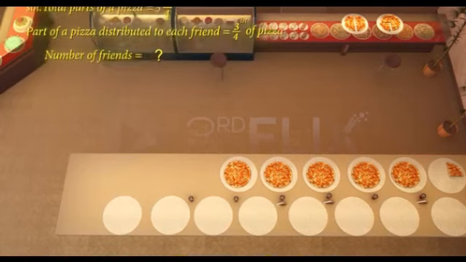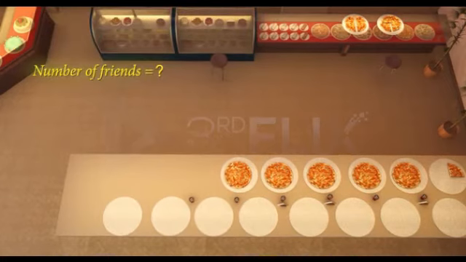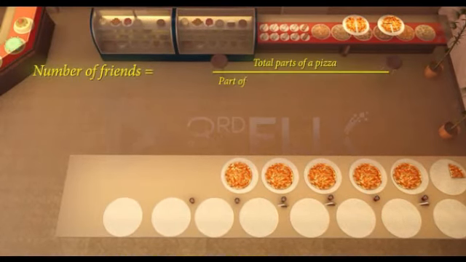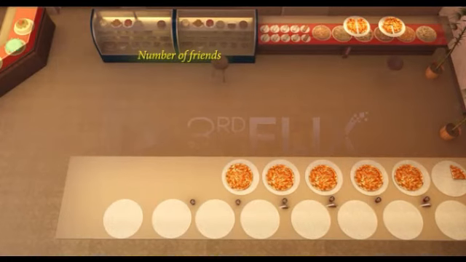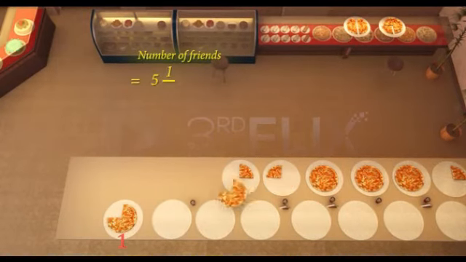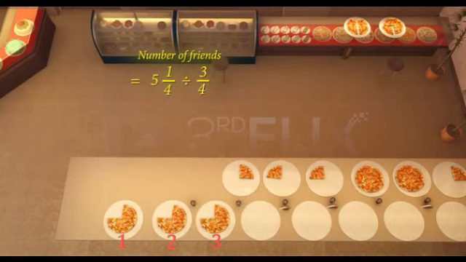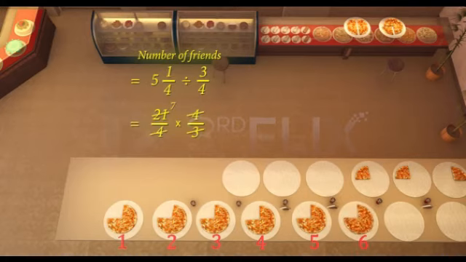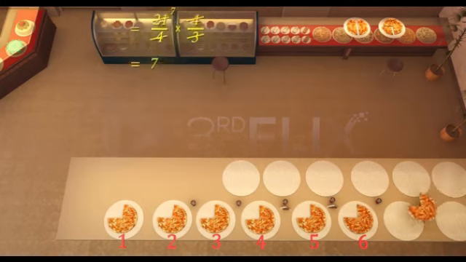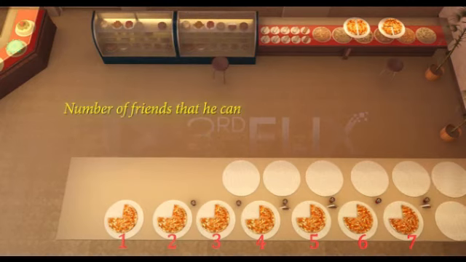For that, we need to divide the total parts of a pizza by the part of a pizza distributed to each friend. The number of friends equals 5 1/4 divided by 3/4 equals 21/4 into 4/3. Cancel the common factors so that we get 7. Therefore, he can distribute 3/4 of a pizza to 7 friends.